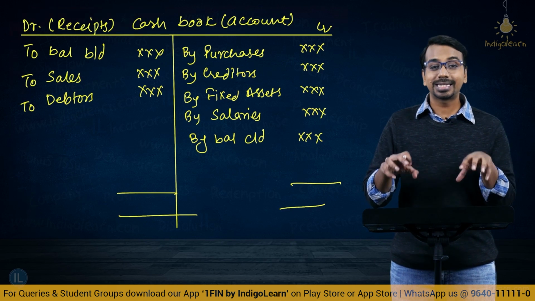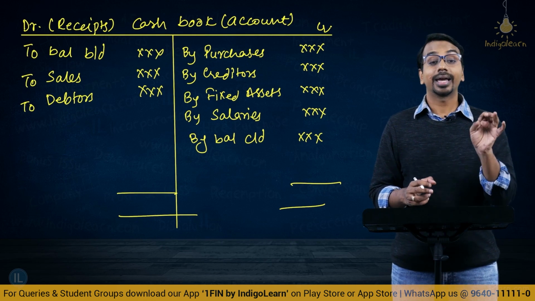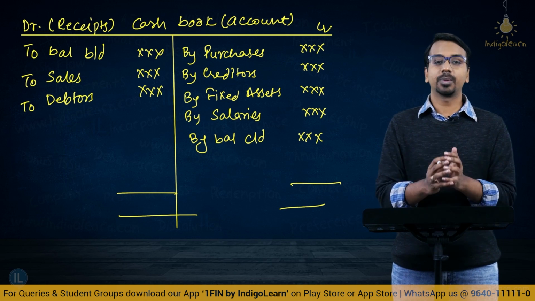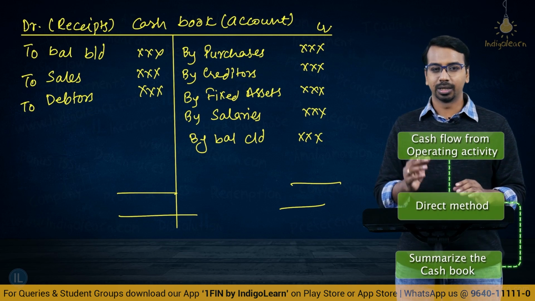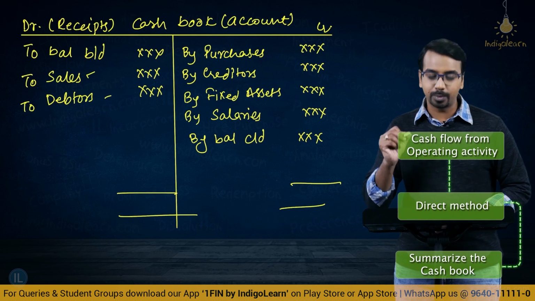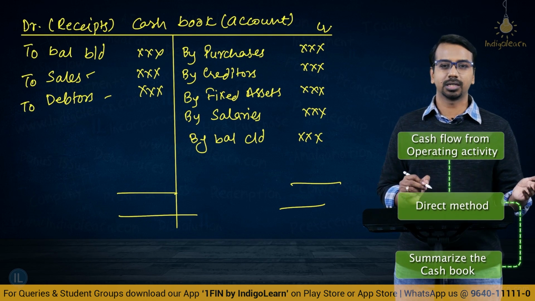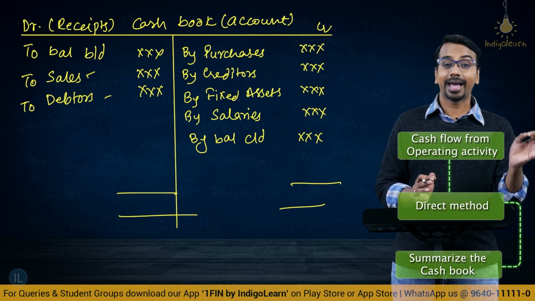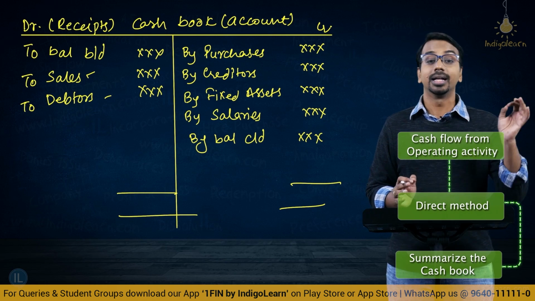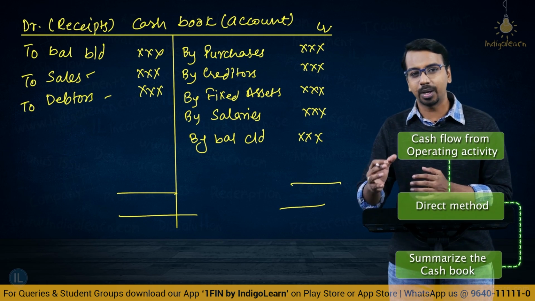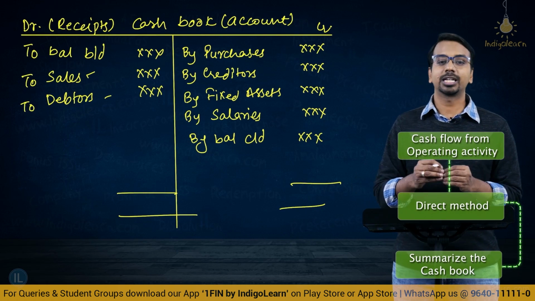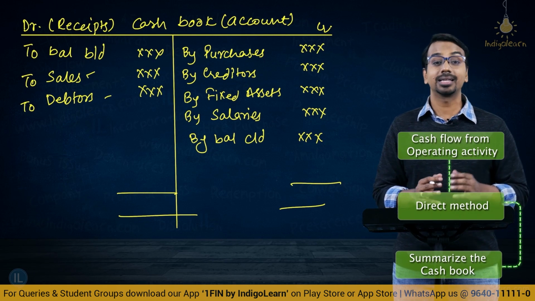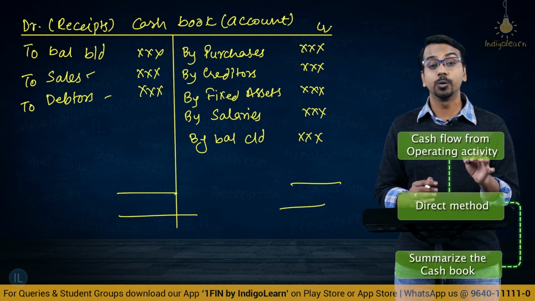Now from this statement, how can we prepare cash flow from operating activities using the direct method? As I said, the direct method is nothing but summarizing the cash book. It is not that you will have only one sale item or only one payment from a debtor. You will have hundreds of such items. You will summarize everything and put it as cash from sales, or cash received from sale of goods, or cash received from customers. On the payment side, cash paid to suppliers, cash paid to employees towards salary.